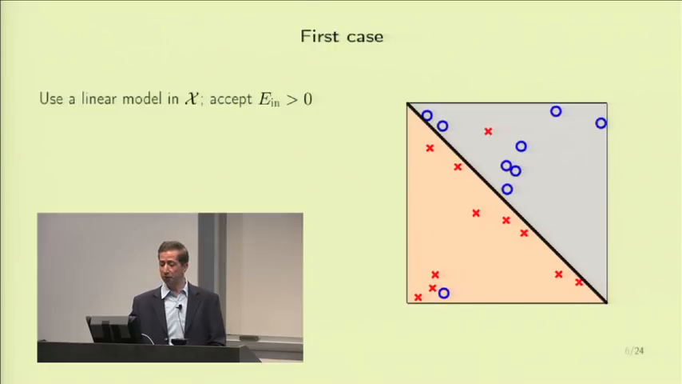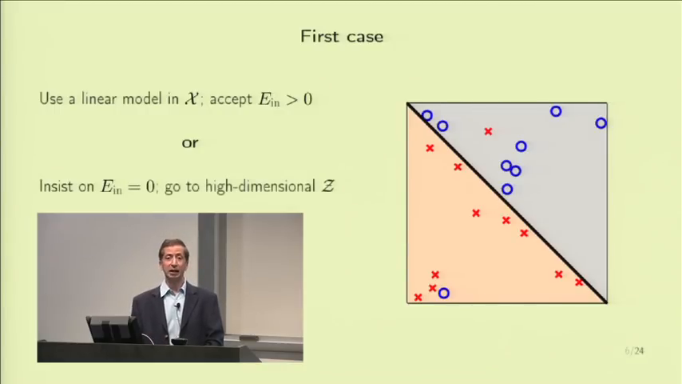Now, option number two is to say, I would like to get E_in to be zero, so you insist on E_in being zero. And in order to do that, you have to go to another space. So you decide to go to a high dimensional space. Now you can see what the problem is here, because we are just taking care of two points, for crying out loud. And in order to classify them, believe it or not, you are not going to be able to do it with a second order surface or a third order surface. You will have to go to a fourth order surface in order to get it all right. And when you do that, this is what you get.